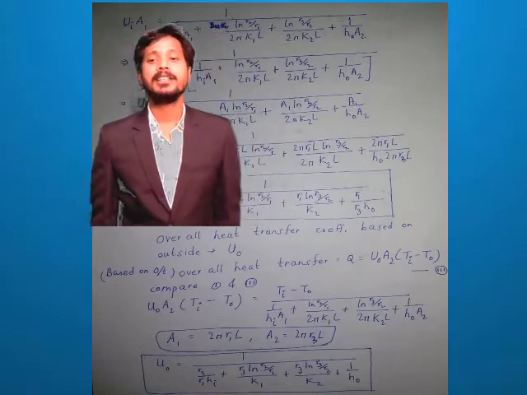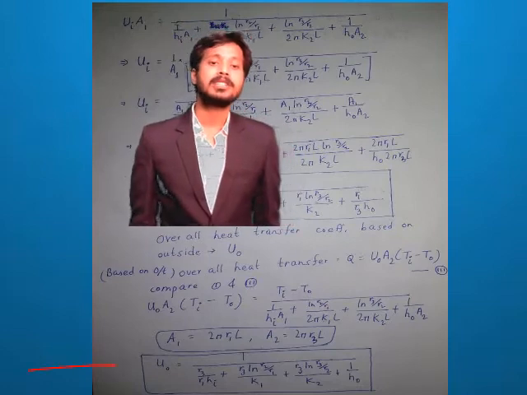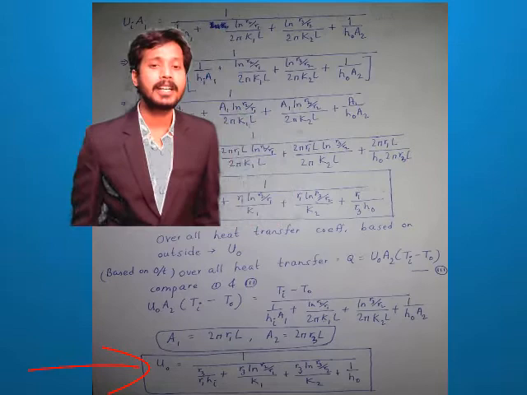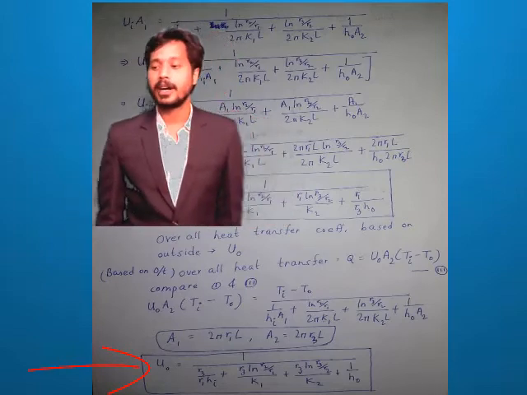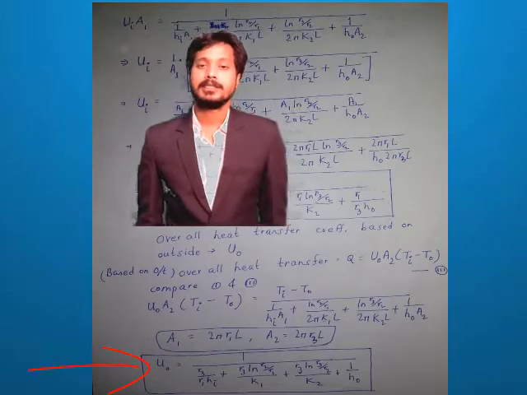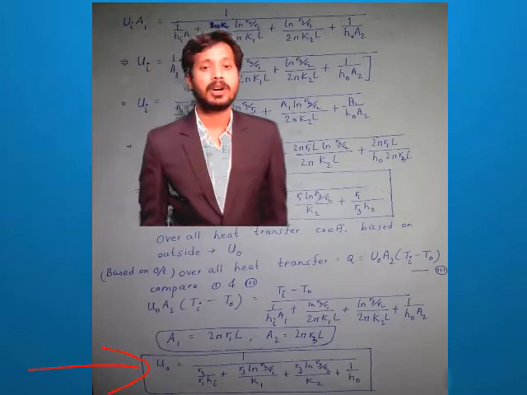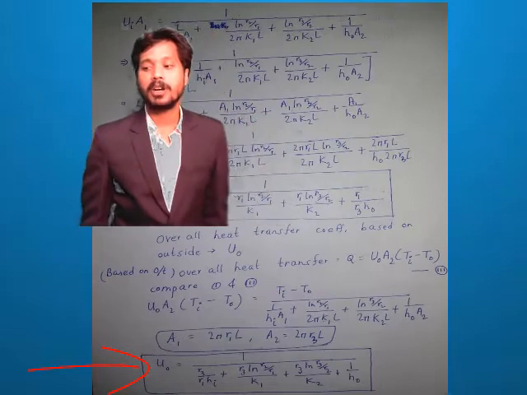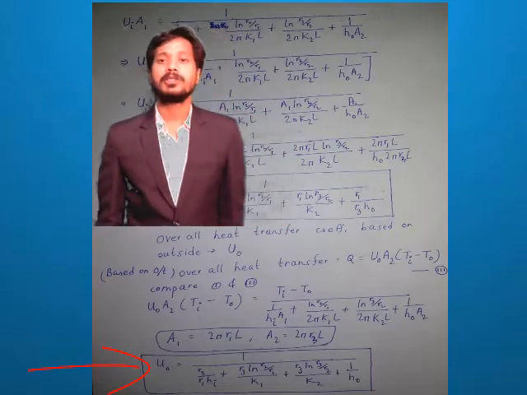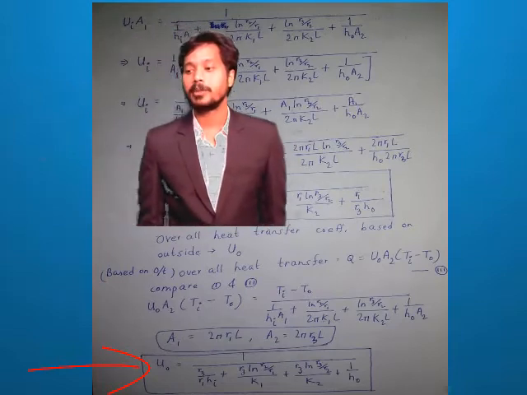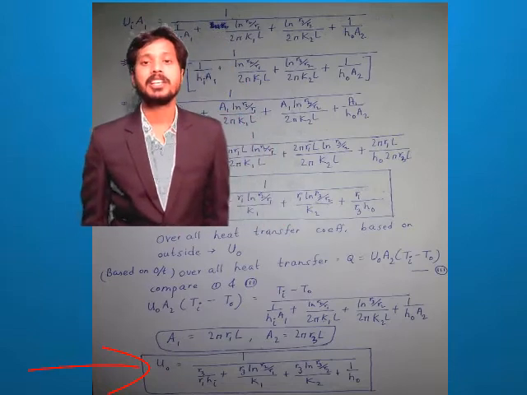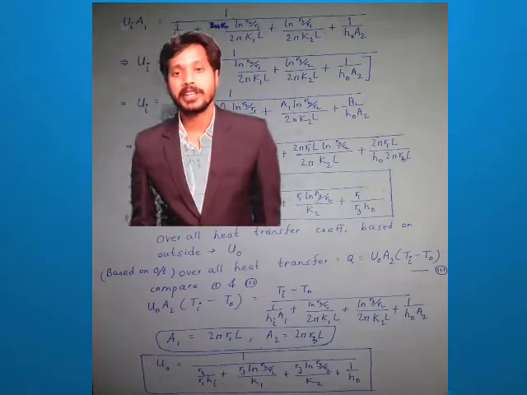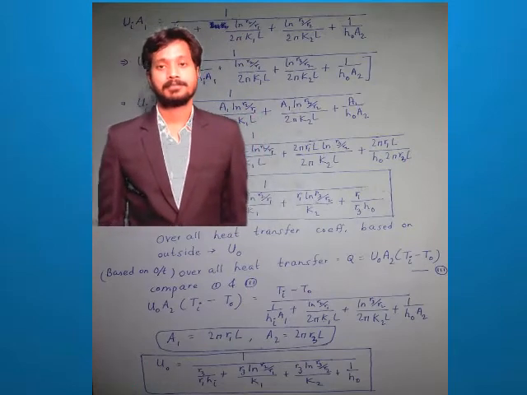So we get finally, replacing the values of A1 and A2 with r1 and r3, U naught equals 1 by r3 by r1 into hi plus r3 into ln of r2 by r1 divided by k1 plus r3 into ln of r3 by r2 divided by k2 plus 1 by h naught. So this is the value of overall heat transfer coefficient based on outside.